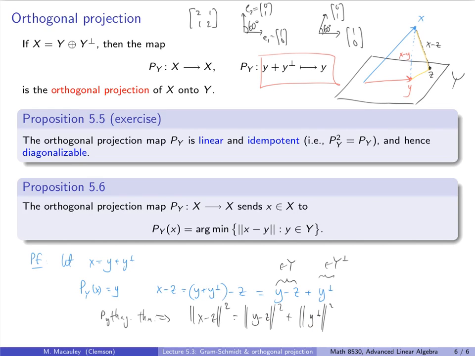And it's very clear that this is minimized when y is equal to z. Because in that case, this is 0. And that's the smallest this can ever be. And that's exactly what we needed to prove. When z is on top of y, when this distance is 0, that is precisely when this difference of x and y is exactly y perp, and its norm is minimized.